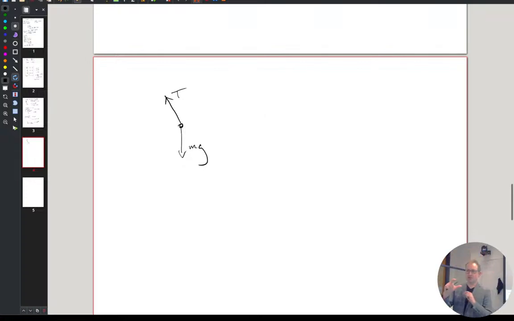All right, we only had two forces. We know mg, a constant force. Tension is whatever it needs to be in order that the system doesn't break. It doesn't always happen. Sometimes the system breaks.